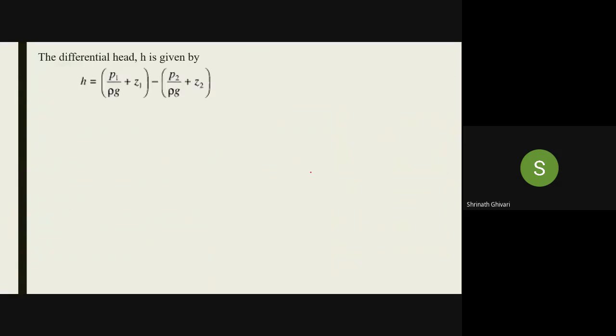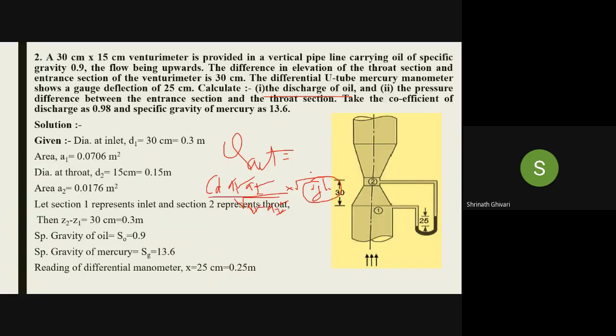So we want the value of H, right? We don't have the value of H. H is what? This is a vertical venturimeter. It has Z1 and Z2, and the liquid flowing through the pipe is lighter compared to the liquid in the differential manometer, because the specific gravity of mercury is more than that of the liquid flowing through the pipe.